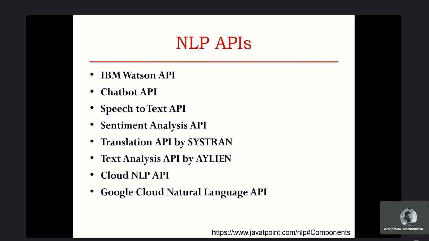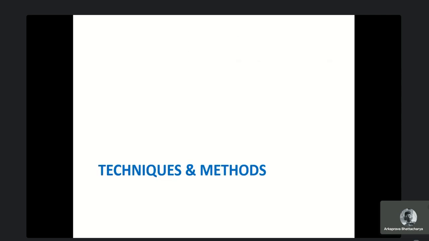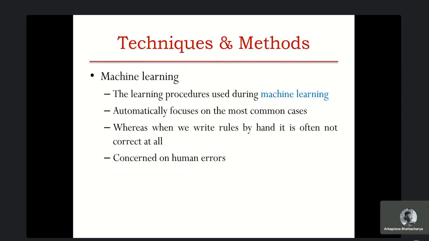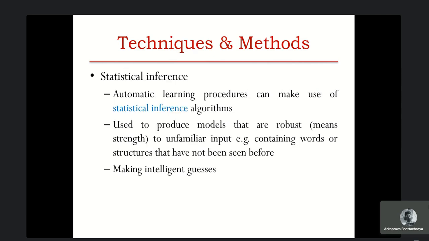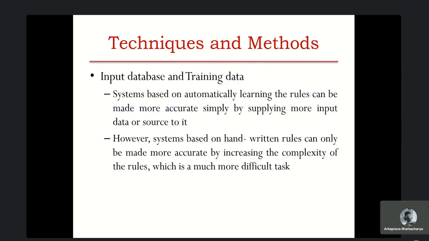If you look into NLP APIs, you have the IBM Watson API, chatbot API, speech to text API, sentiment analysis API. There are different types of APIs which allow developers to integrate human to machine communication and complete several useful tasks such as speech recognition, chatbot building, spelling correction, sentiment analysis, and so on. If you look into the techniques and methods, you can use machine learning, or statistical inference, or a combination of both methods.